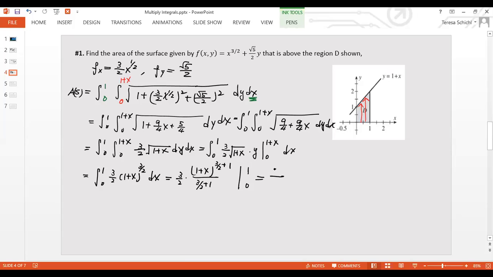So this one here you simplify a little bit, it's 3/5. And if you put in the upper bound and the lower bound, it's 2/5 minus 1, 5/2. Okay, so the final answer will be 5, and this is 12 square roots of 2 minus 3.